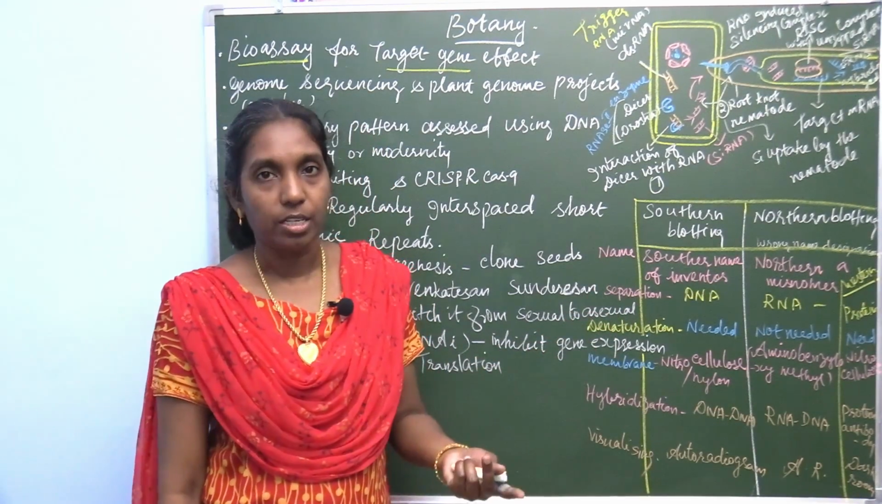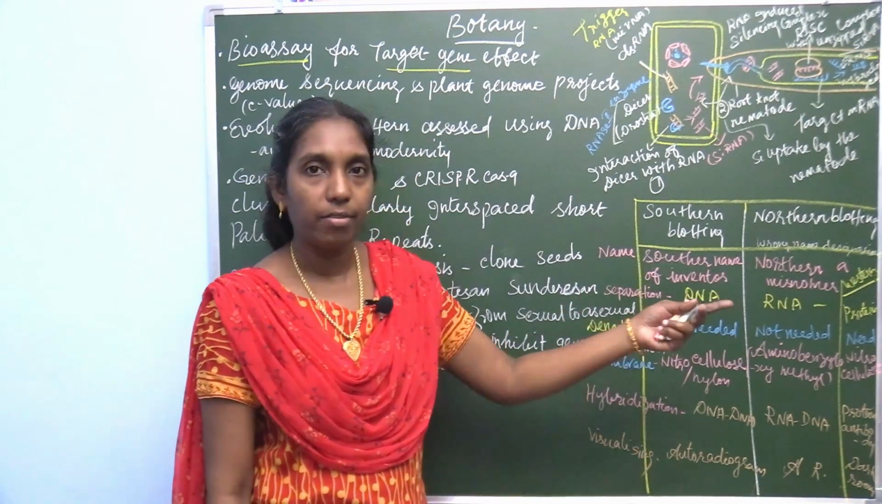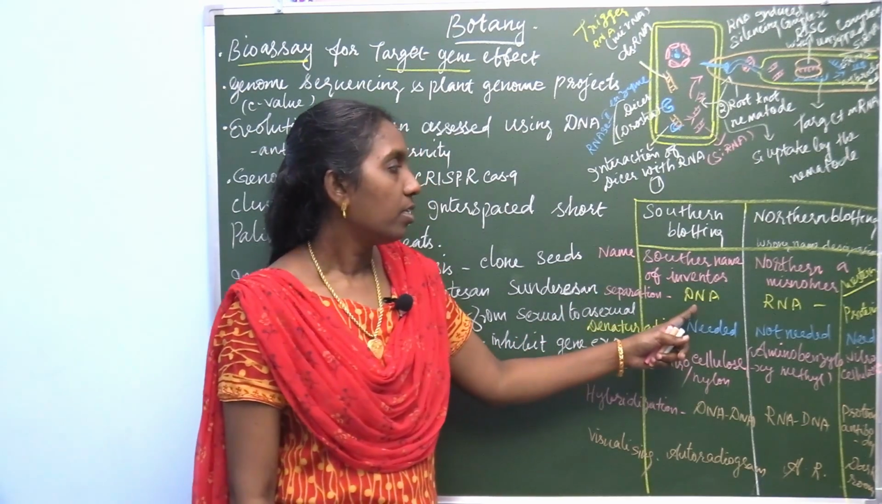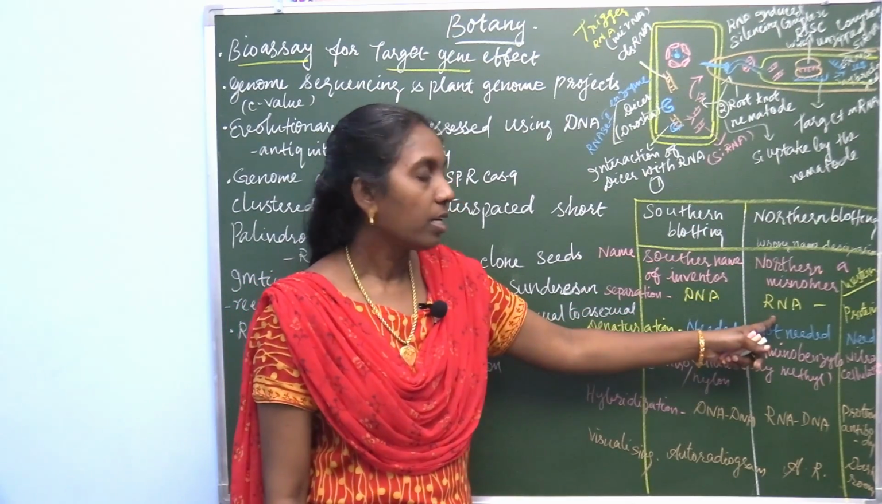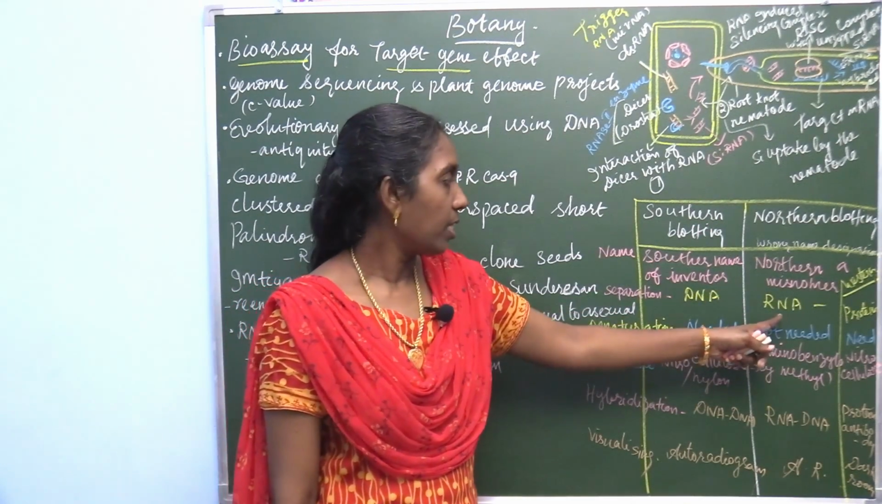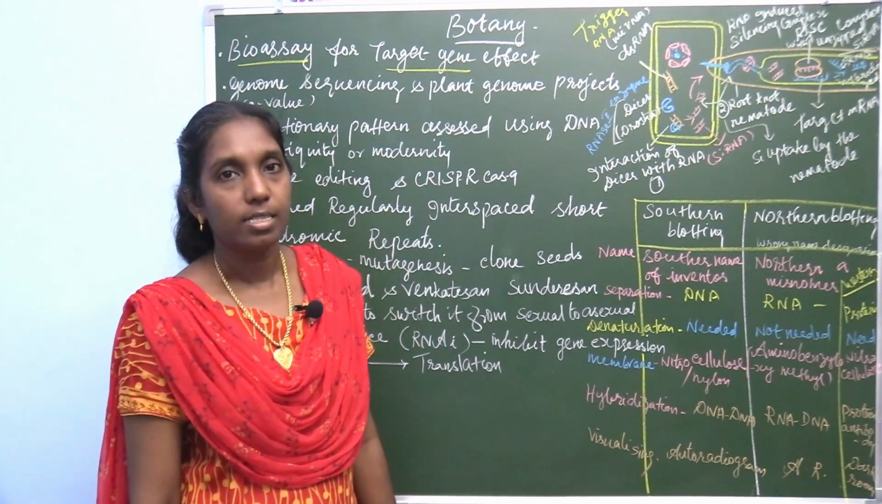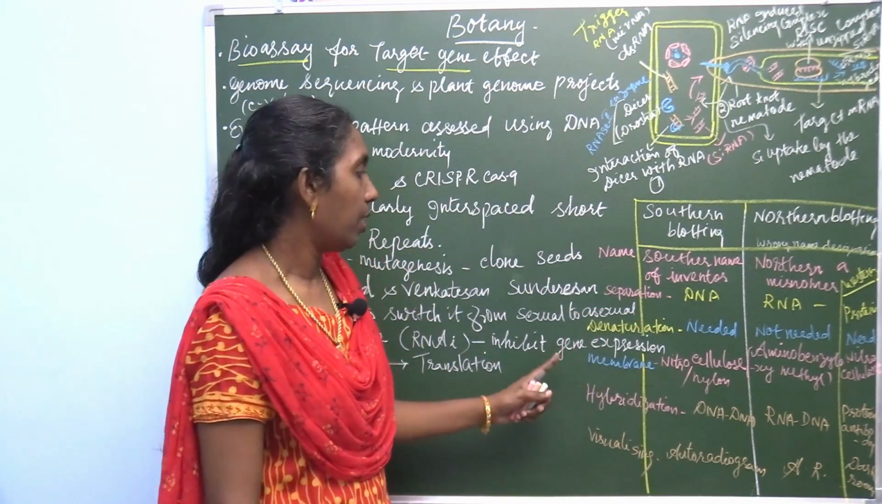Then separation. What are the molecules that are separated by these 3 different kinds of blotting technique? In southern blotting, DNA molecules are separated. In northern blotting, RNA molecules are separated. And in western blotting, proteins can be separated. This is the difference among these 3.